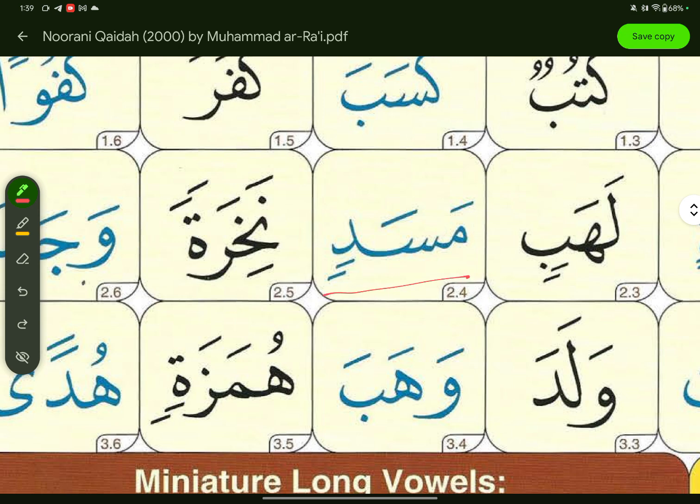Nicholas M. Try this one here. Yeah, I'm not sure if there's a... No, that's not fa. There's no dot on top of it. Is that hasa? No, there's a meme. Meme. Okay. Masa... Not sure what that is. It's not lam. There's a dal. Dal. Right? Okay. Masadin. Right? Masadin. Yeah.